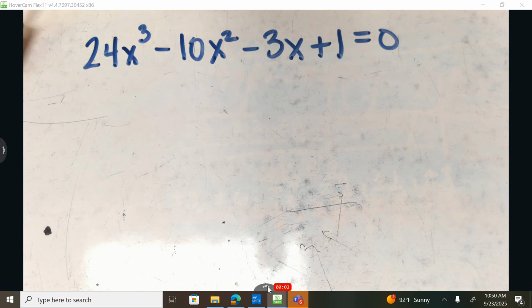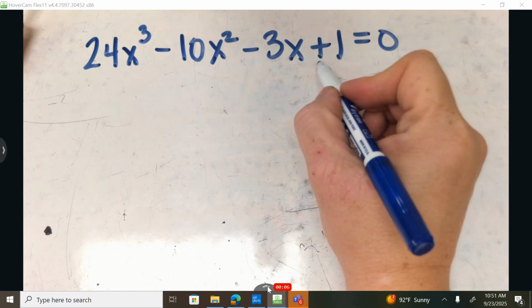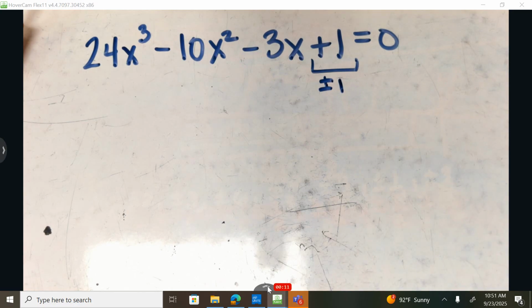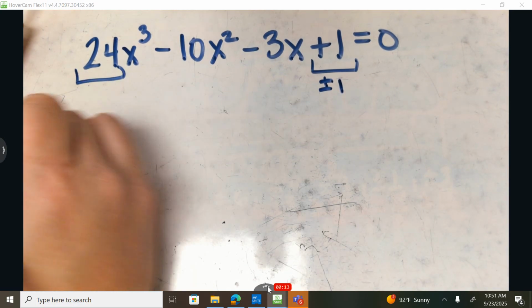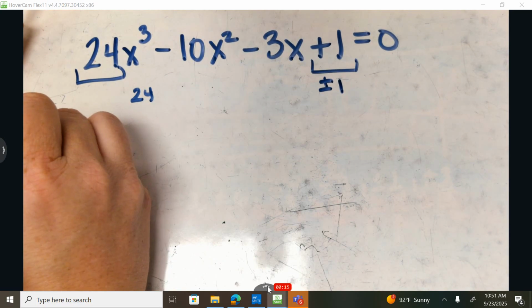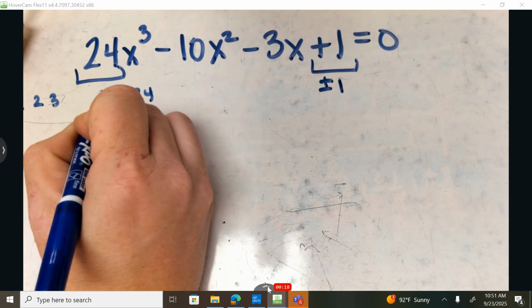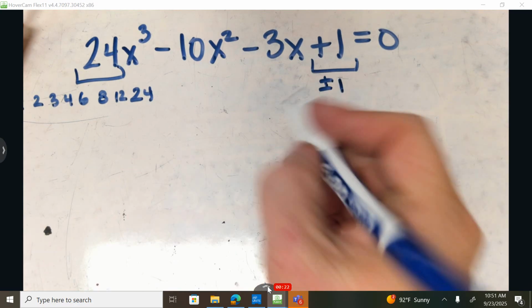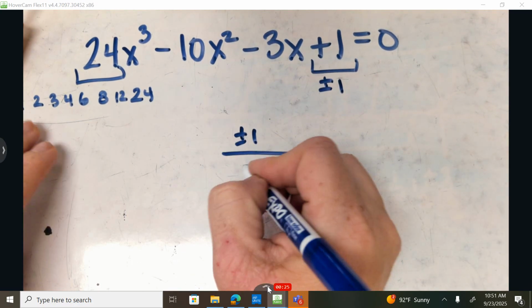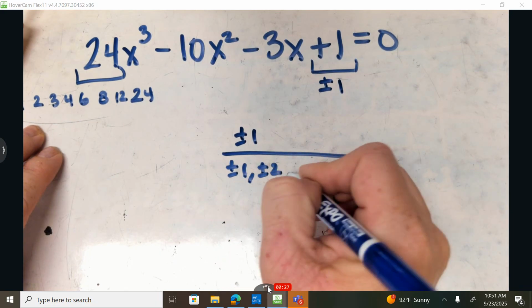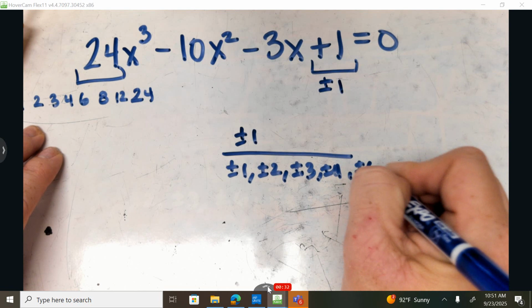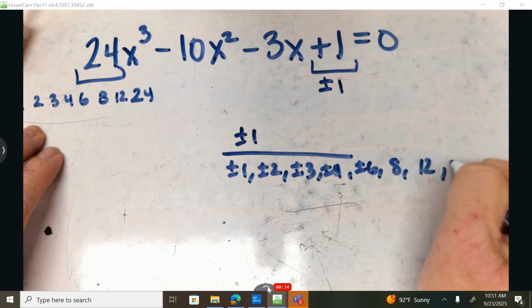Let's take a look at our third example from Unit 5, Lesson 5. Well, this one looks much different. Here we're looking at the constant, and the only factor is 1. Now, factors of 24 would be 1 and 24, 2 and 12, 3 and 8, and 4 and 6. Remember, the constant factor is always in the numerator, and then in the denominator we have all of these. So, 3, 4, 6, 8, 12, 24.